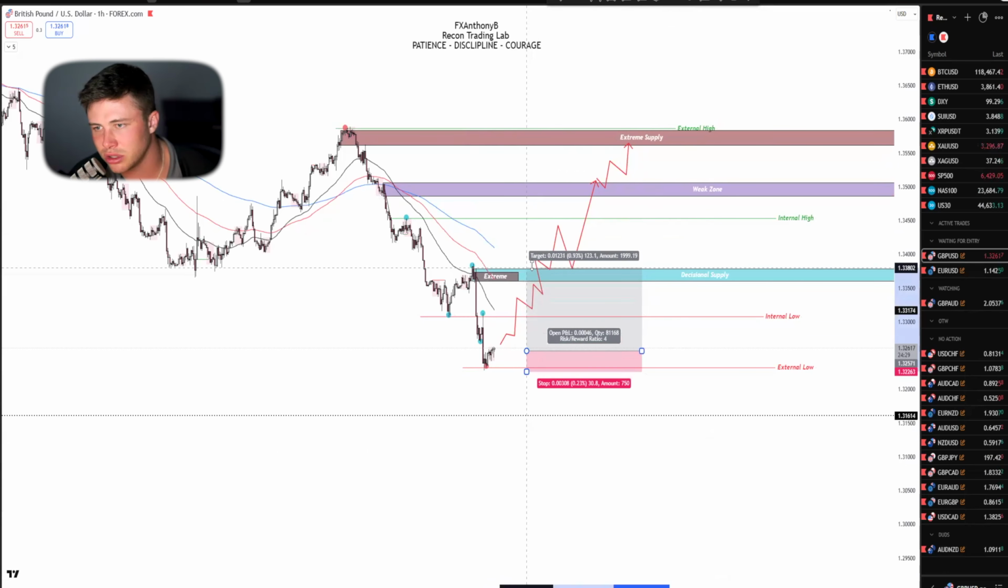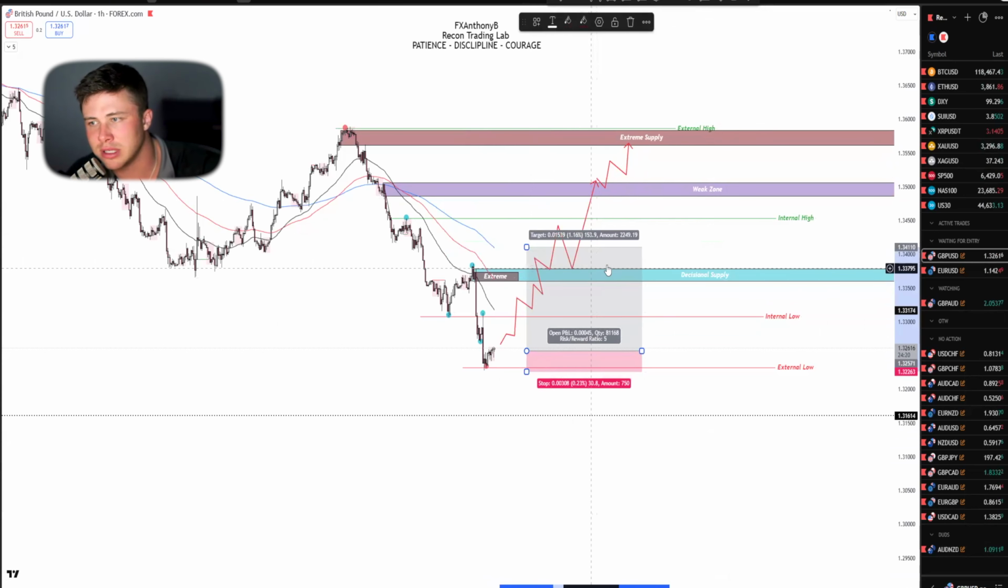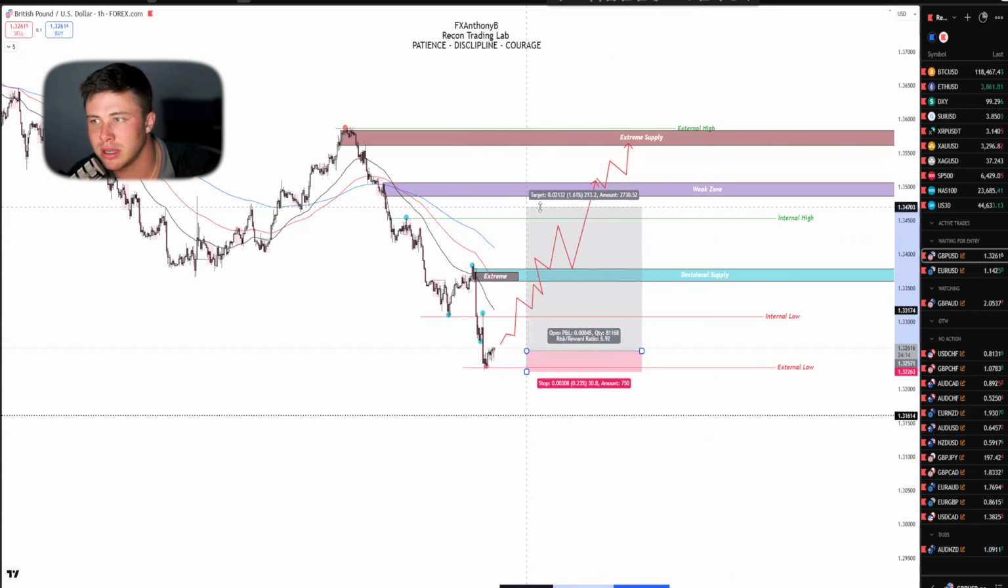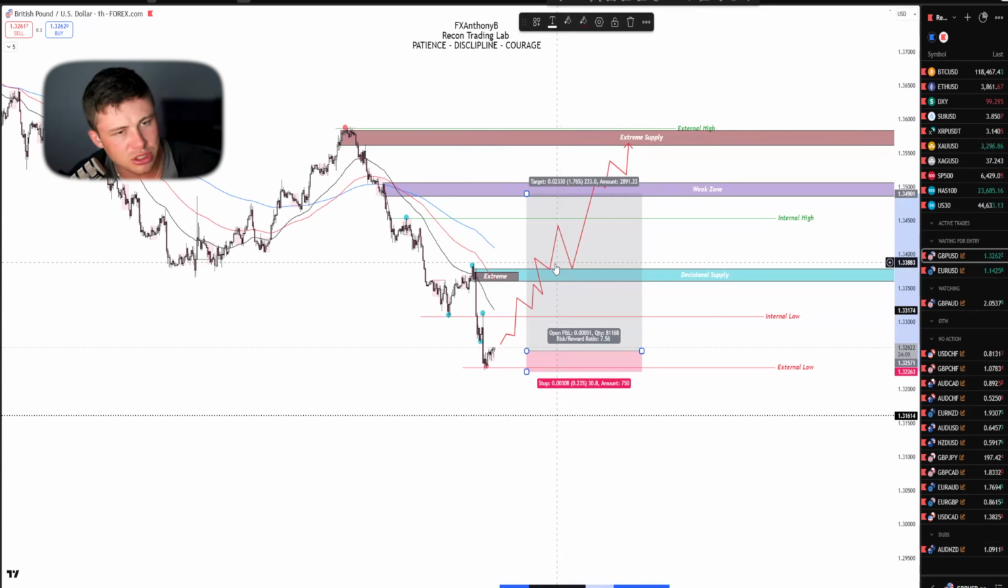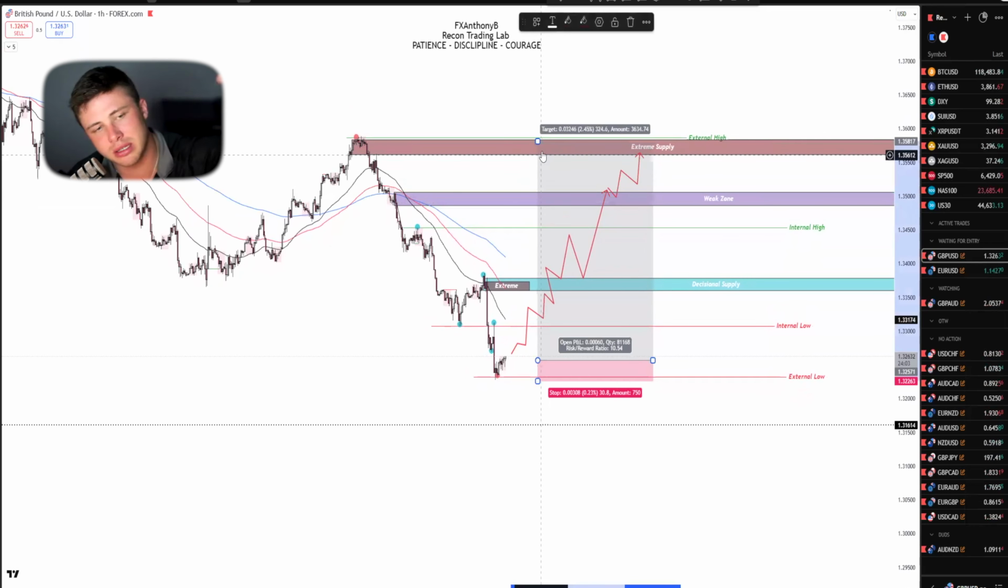And if your partials just keep running and break this decisional zone, you're just keeping your break even. Once price is above the decisional, you move your stop loss to your internal low area, and then price keeps pushing. Once it breaks the internal high, you bring your stop loss all the way up to the decisional supply. You get the point? It's just letting it ride, letting your partials ride until it comes back and takes you out. That's how you get these big plays like that.